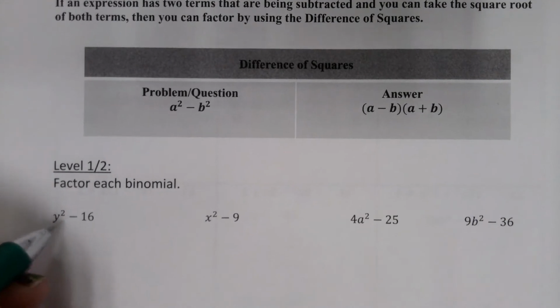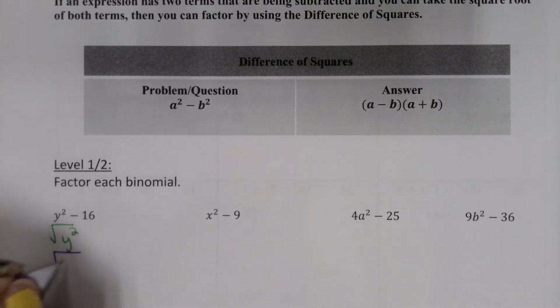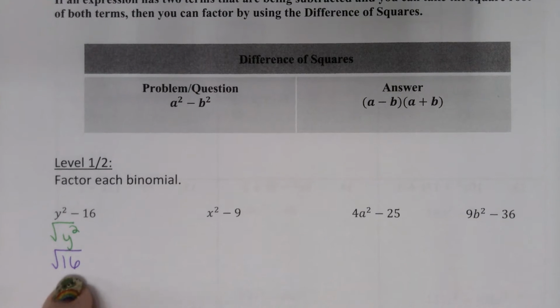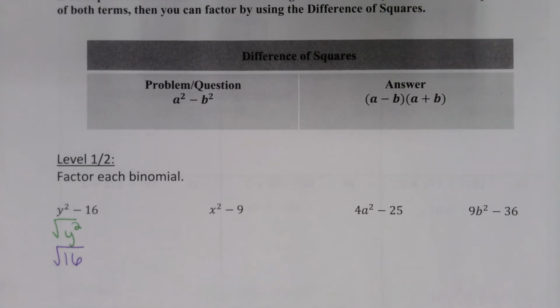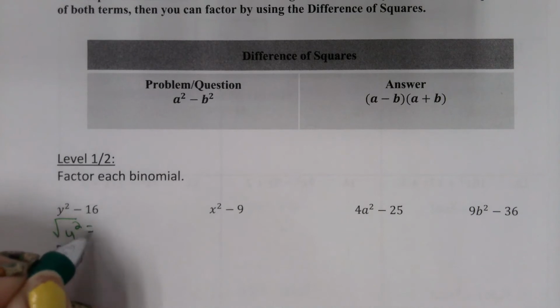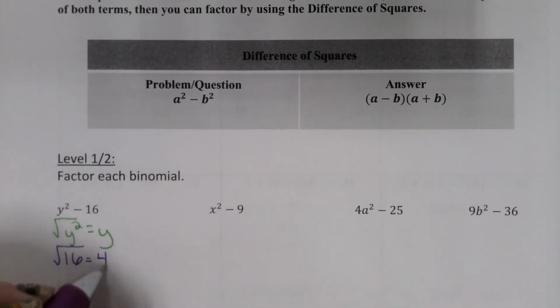For this one, we need to take the square root of y squared and the square root of 16. Notice when we did the square root of 16, we did not take the negative with it. The negative just symbolizes that we can do difference of squares, because remember that difference means subtraction. So the square root of y squared is y. The square root of 16 is 4.